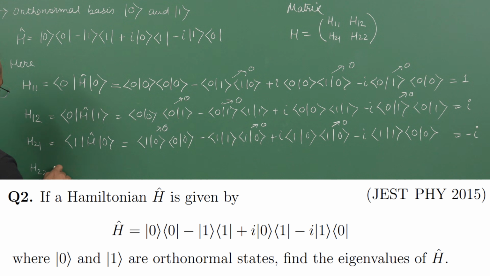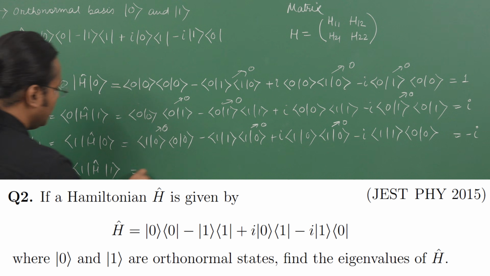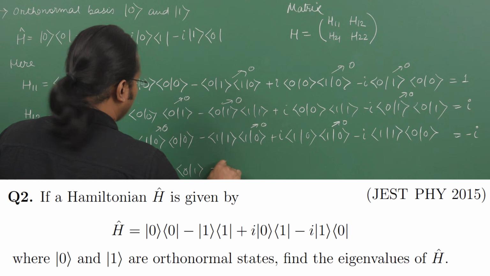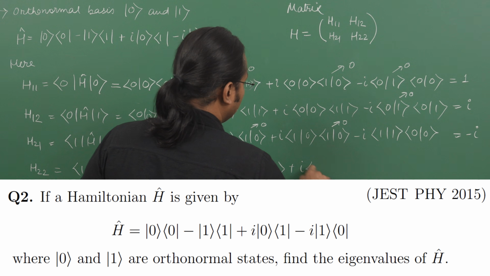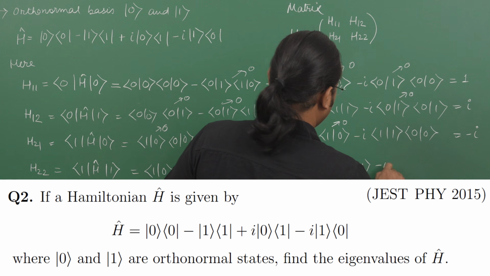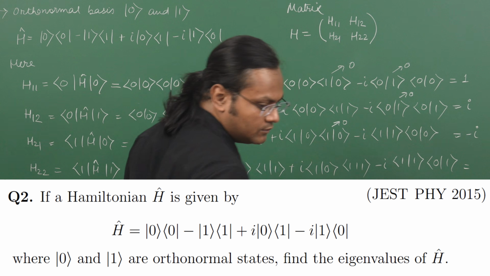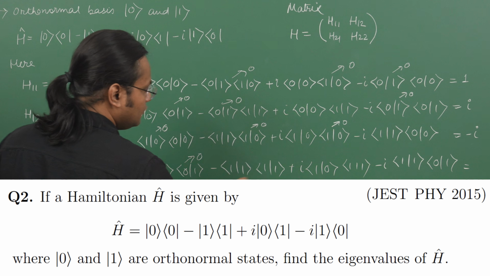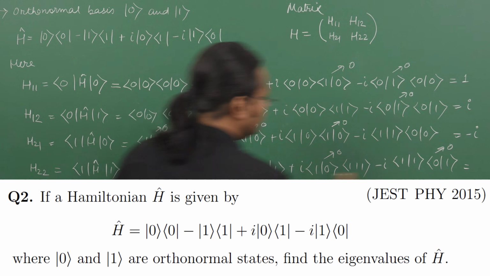Okay, and the last term is ⟨1|H|1⟩. So this is ⟨1|0⟩⟨0|1⟩ minus ⟨1|1⟩⟨1|1⟩ plus iota ⟨1|0⟩⟨1|1⟩ minus iota ⟨1|1⟩⟨0|1⟩. So here this goes to 0, this goes to 0, this goes to 0, and you're left with minus 1.